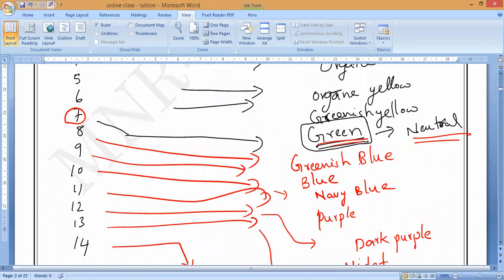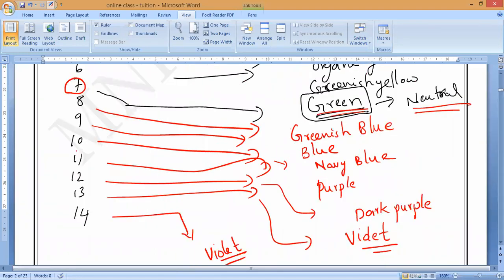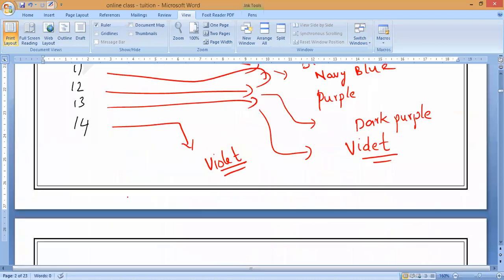pH value of 8, greenish blue. pH value of 9, blue color. pH value of 10, navy blue. pH value of 11, purple color. pH of 12, dark purple. pH of 13, violet. And pH of 14, also violet color.